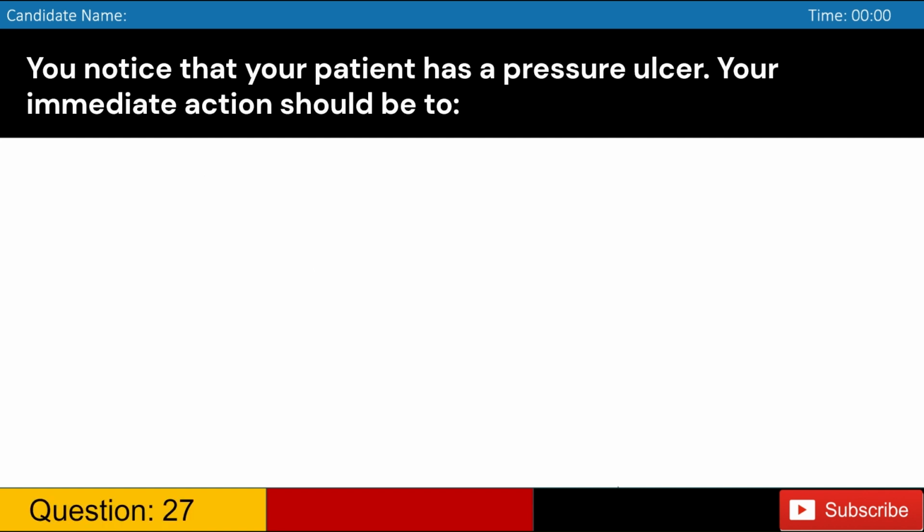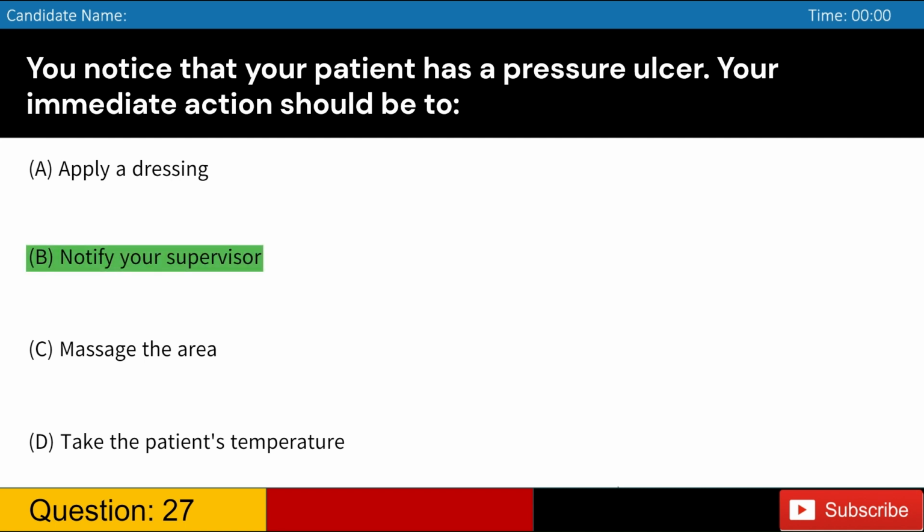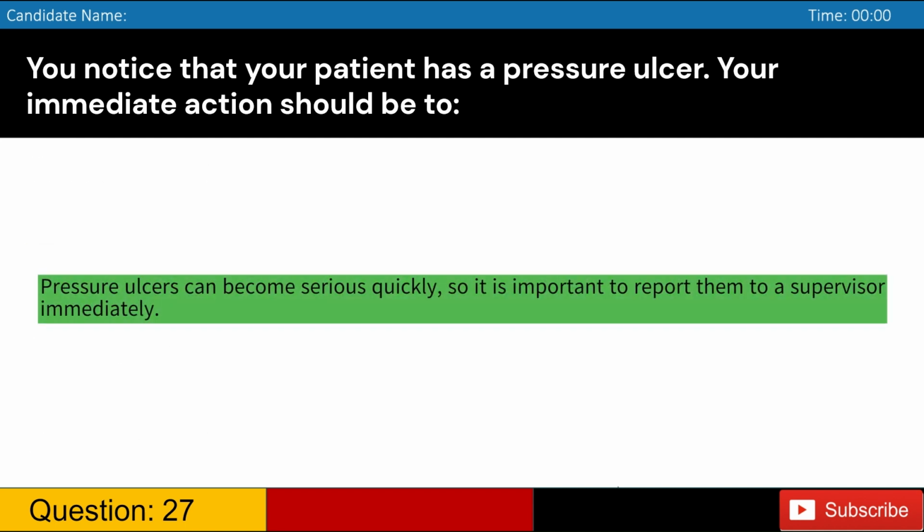You notice that your patient has a pressure ulcer. Your immediate action should be to: A. Apply a dressing. B. Notify your supervisor. C. Massage the area. D. Take the patient's temperature. Answer B. Pressure ulcers can become serious quickly, so it is important to report them to a supervisor immediately.